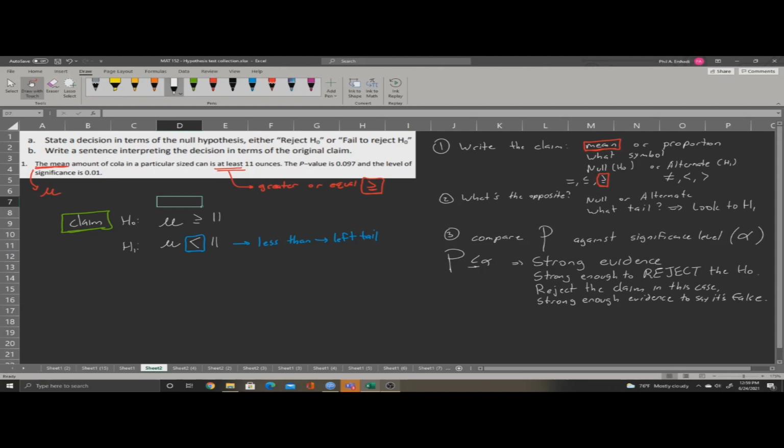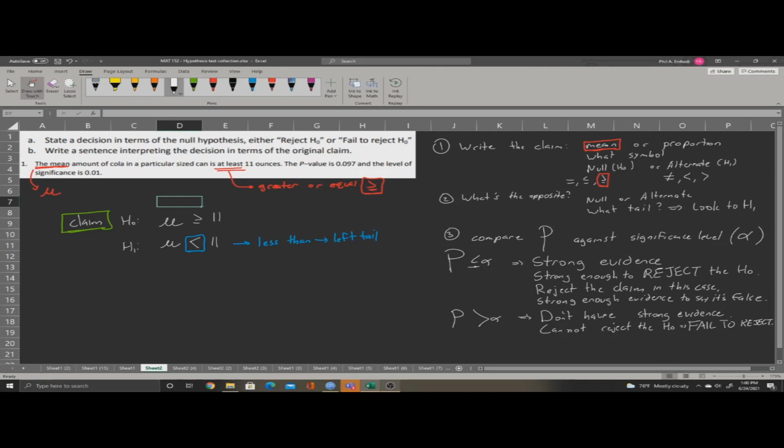Now the other possibility we could see is that the big P is greater than alpha, in which case we don't have strong evidence. Now, this means if we don't have strong evidence, we cannot reject the null. Because you can only reject the null if you have evidence that's strong. Now, this isn't to say that we don't have any evidence, just that it's not strong enough to allow us to reject the null. In statistics, we call this a failure to reject.